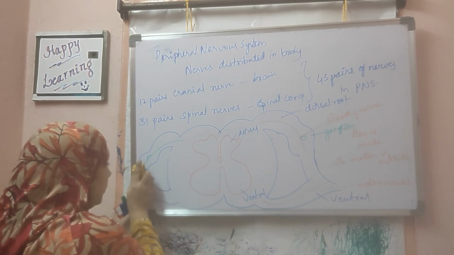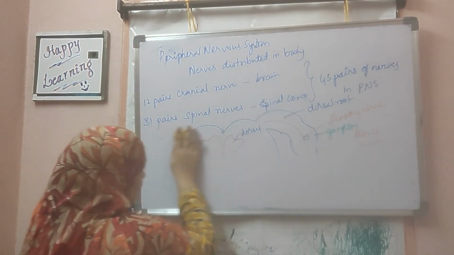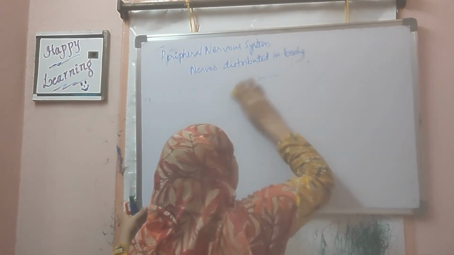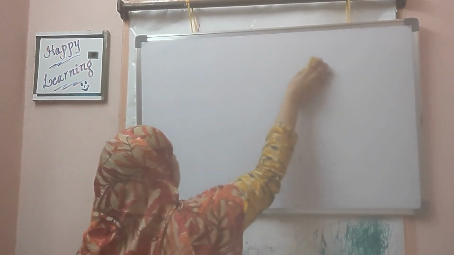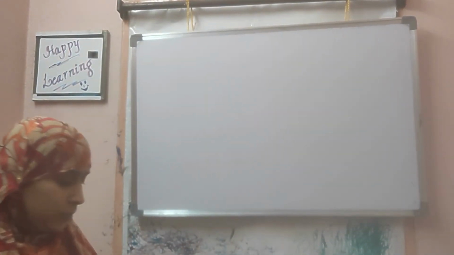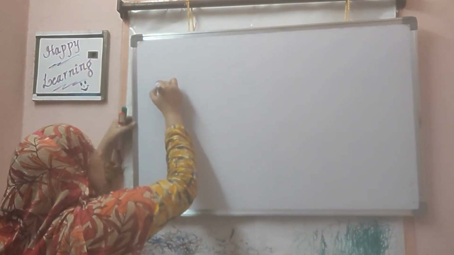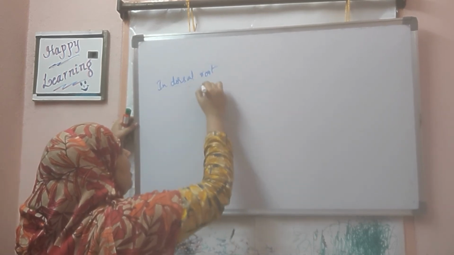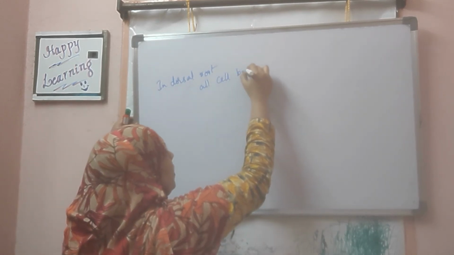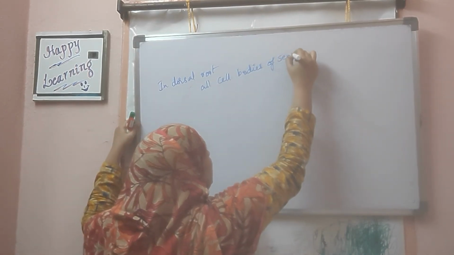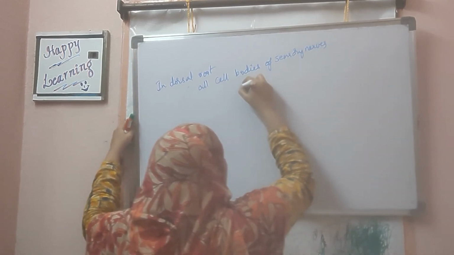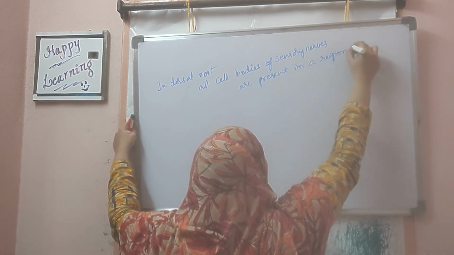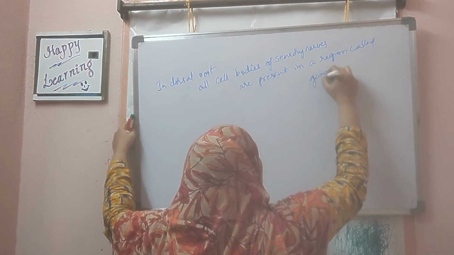I'll write that also. In the dorsal root, all cell bodies of sensory nerves are present in a region called ganglion.